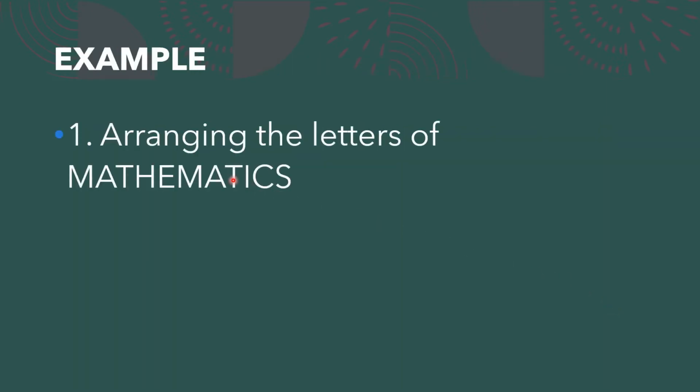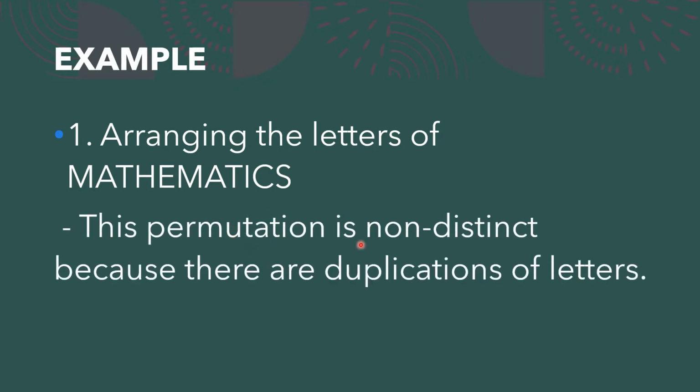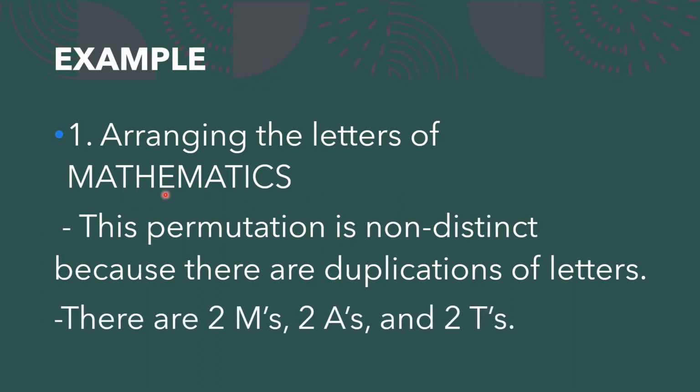Let's try to have the first example, arranging the letters of mathematics. So, this one is a permutation of non-distinct objects because there are duplication of letters. As what you can see, we have two M's, two A's, and two T's from the letters of the word mathematics. So, since meron tayong two identical M's, two identical A's, at saka two identical T's, this is non-distinct permutation.